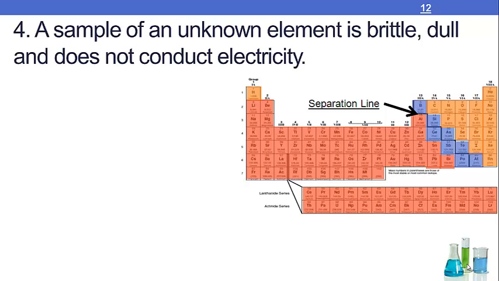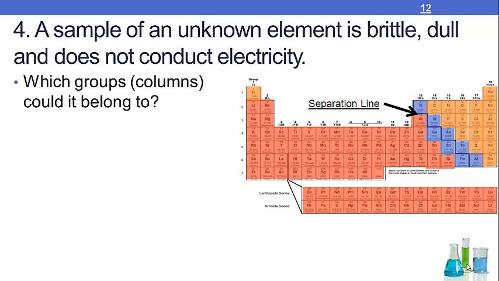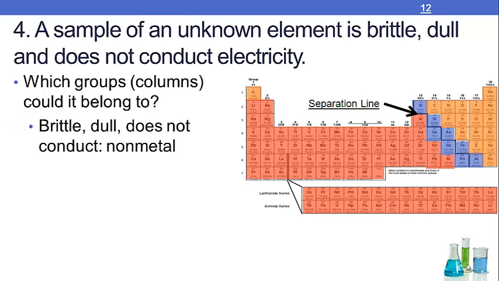An unknown sample is brittle, dull, and it does not conduct electricity. So which groups, which columns could it belong to? So the fact that it's brittle and dull and does not conduct, that tells me that it's a nonmetal. So that pretty much eliminates most of the table of elements. In addition, the fact that it's brittle, it must be a solid. So all I'm looking for is solid nonmetals.